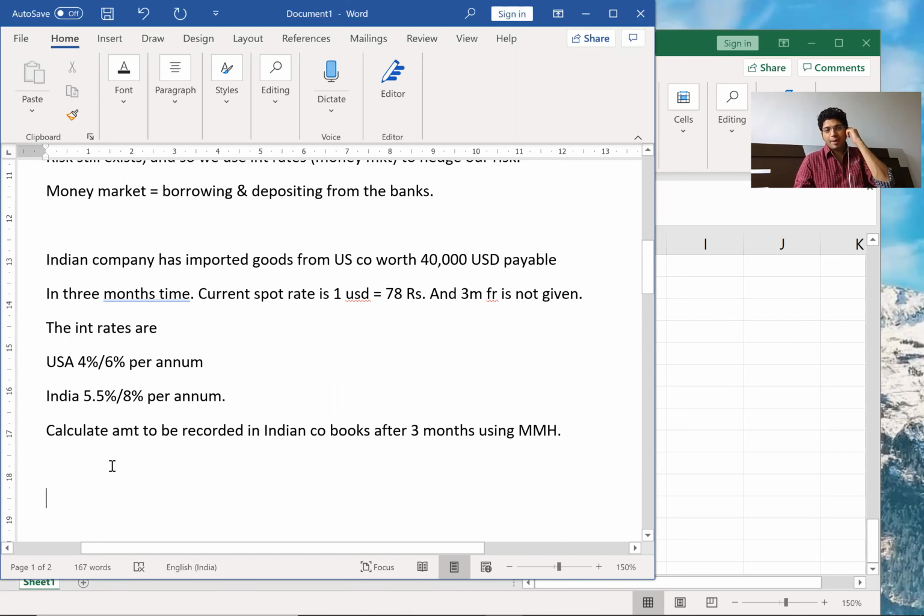Let us understand how banks will help us. Conversion is at the spot rate. I only have today's rate. I don't have a 3-month rate, 8-month rate, 2-month rate, whatever. So this conversion has to be today, and this $40,000 also has to be in today's terms. So I am going to use the concept of present value. Okay, so let us take this in Excel.